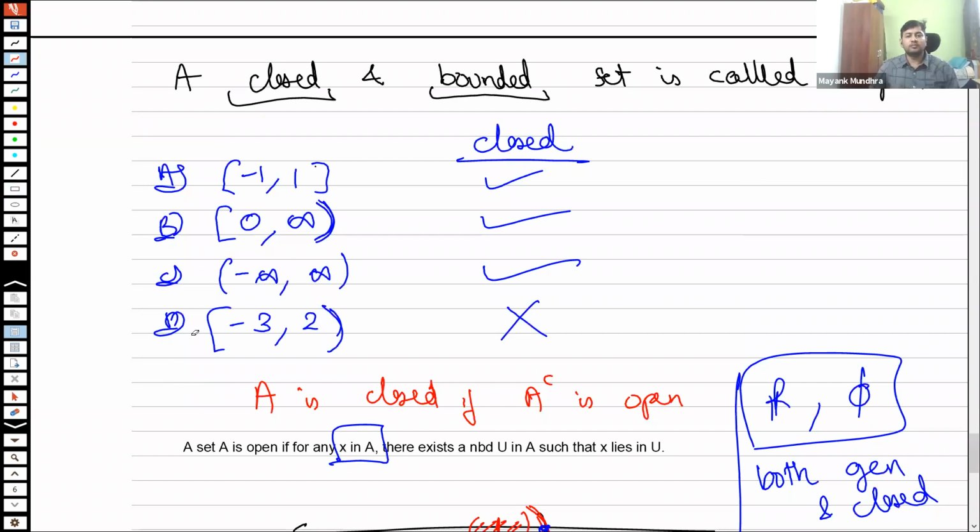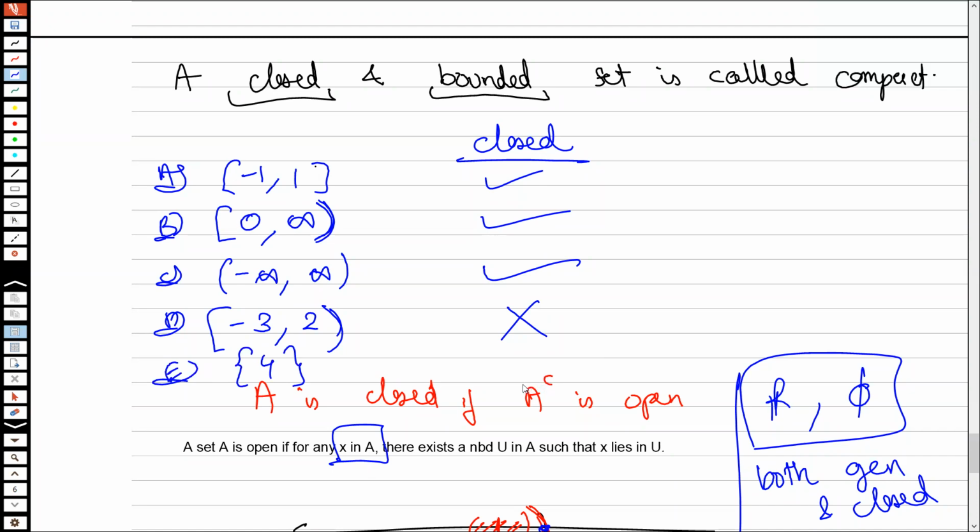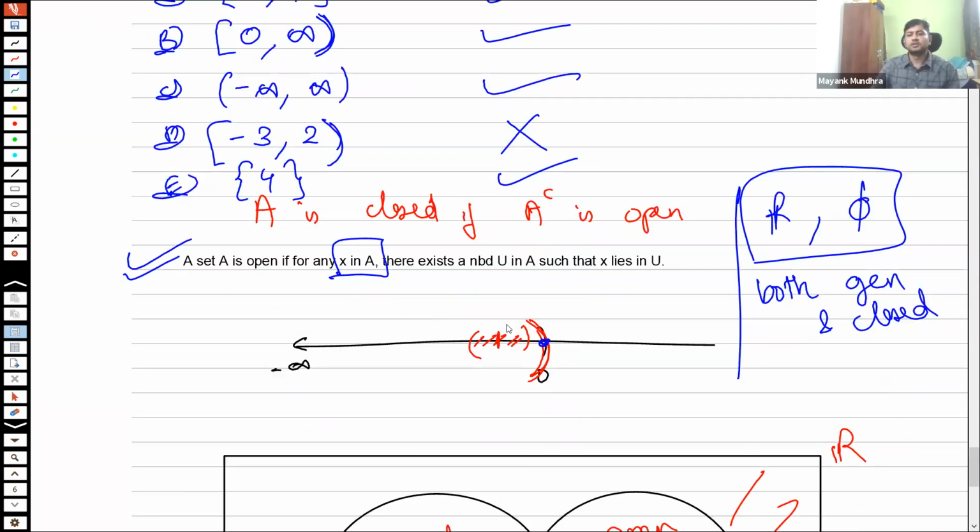Okay, let me add one more thing here. The set, singleton point 4, is this open or closed? Closed, yeah, closed. Because if you take its complement, it will satisfy this definition of open set. Okay, so it is closed.